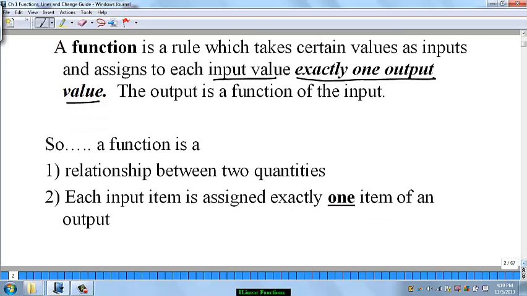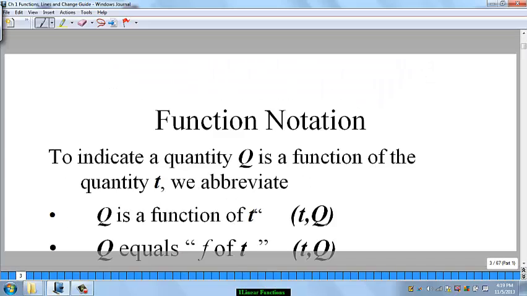So, to simplify this, a function is a relationship between two quantities. You see that when you graph, because you graph things such as x and y, so it's a relationship between two quantities, and each input item is assigned exactly one item of an output. Let's look at the notation first before we get into everything else.